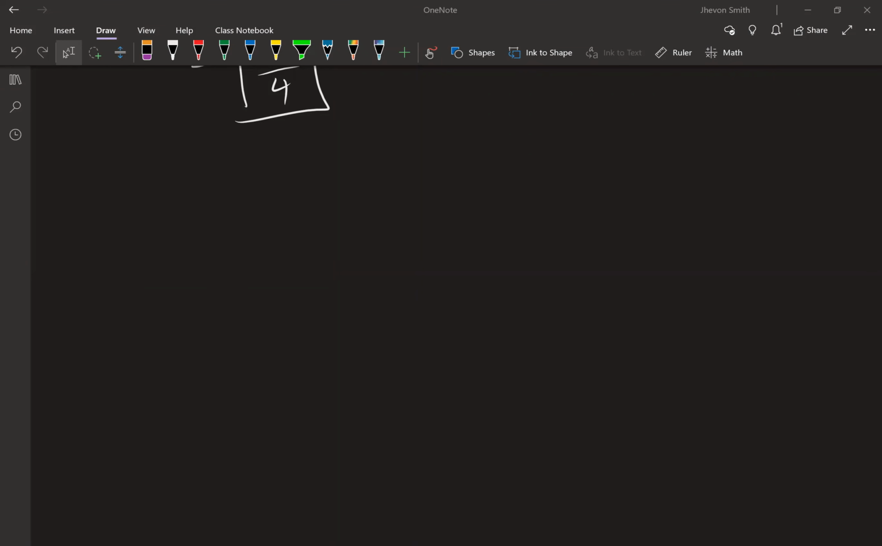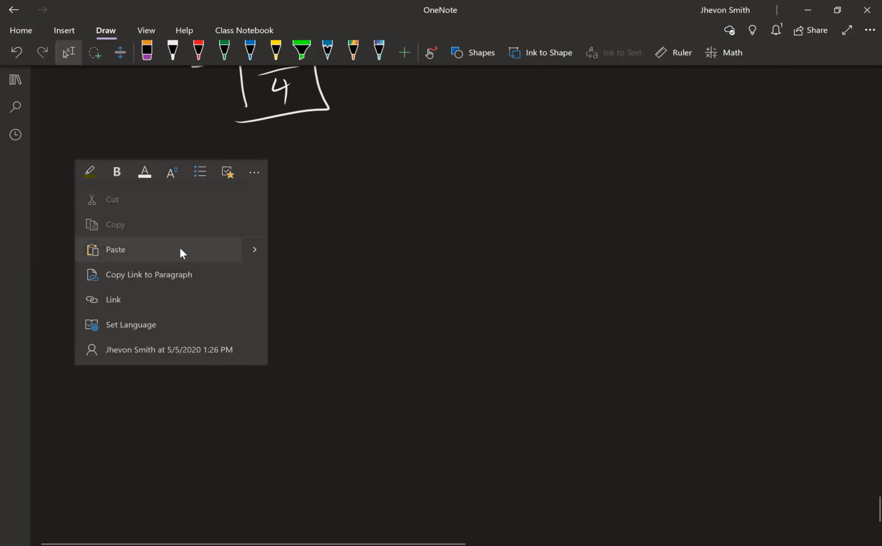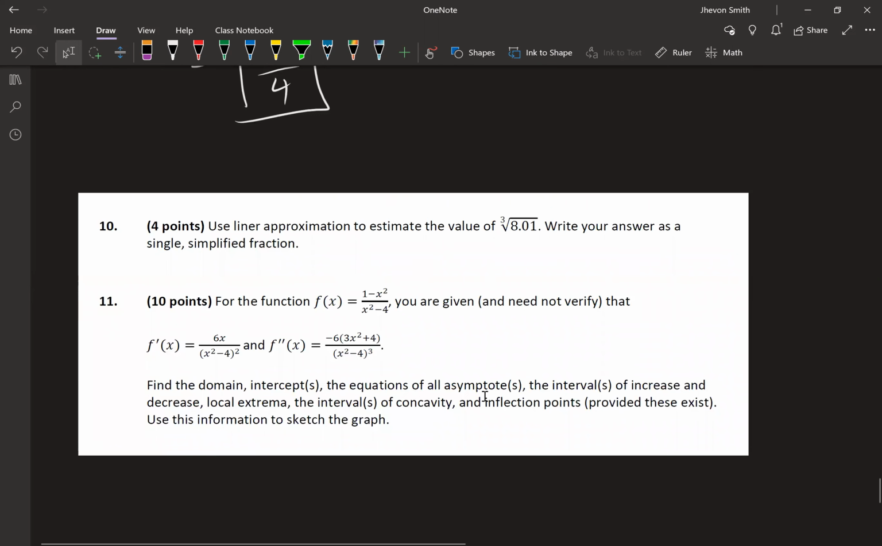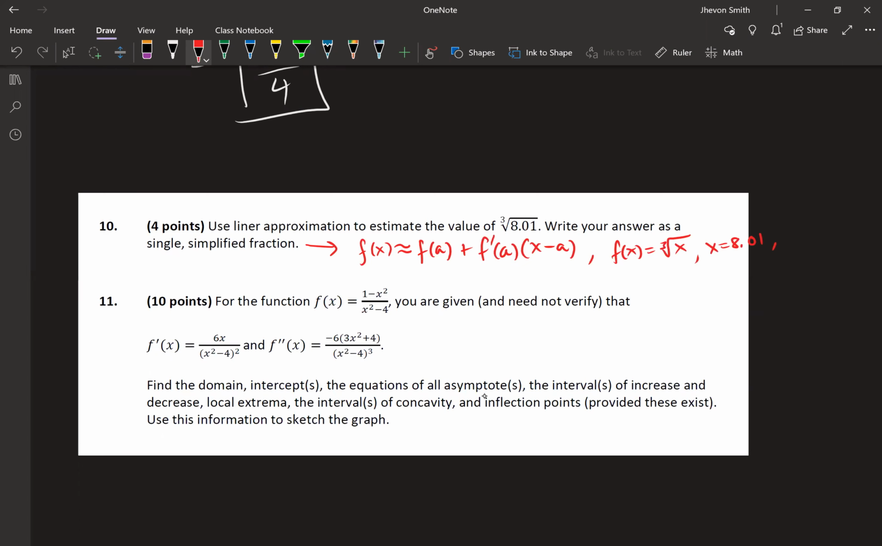Okay, so for 10, you are going to use f of x is approximately equal to f of a plus f prime of a times x minus a, where your f of x would be the cube root of x. You would choose x equals 8.01 and you would choose a equals 8. And that's linear approximation.